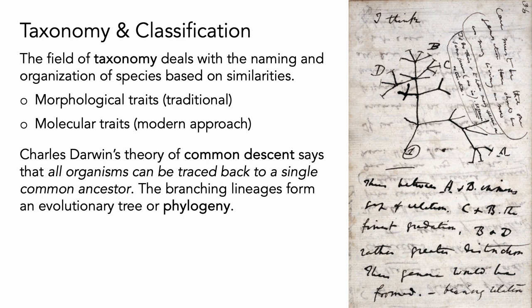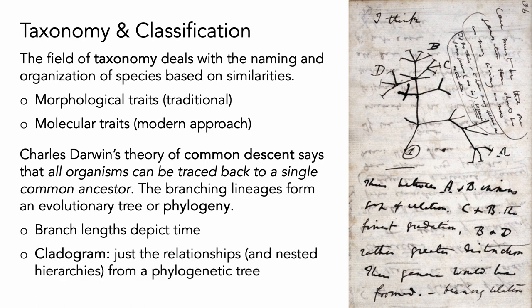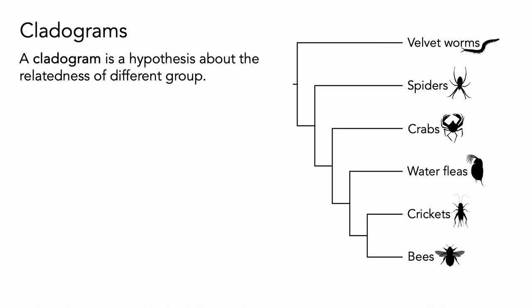Now, the lengths of the branches in these trees refer to time or some proxy of time, like the number of base pair substitutions if we're looking at a molecular trait. A cladogram, though, just shows the topology of a phylogenetic tree, so just the relationships and those nested hierarchies. This is more of a flowchart or a kind of interaction diagram. Apart from just depicting relationships, a cladogram is a hypothesis about the relatedness of different groups.